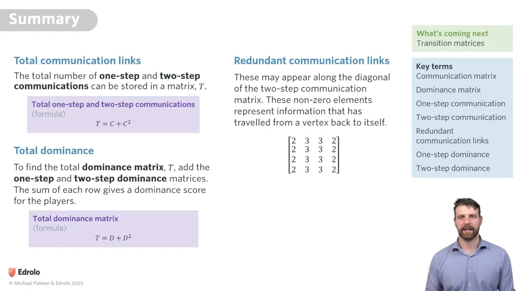Okay, here's our summary slide. You can see that the communication and dominance matrices are really similar formulas. I mean, they're essentially the same. And just the other thing to notice is that redundant communication links appear along the diagonal of the communication matrix. All right, up next we've got transition matrices.